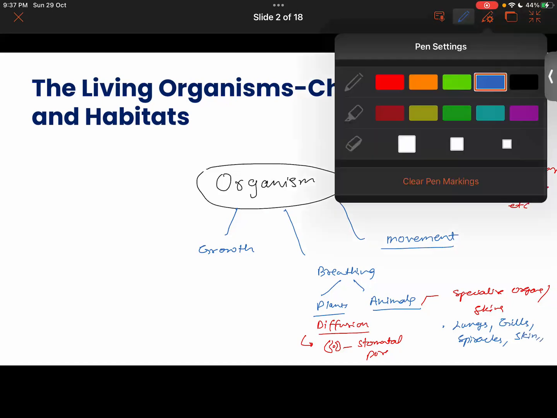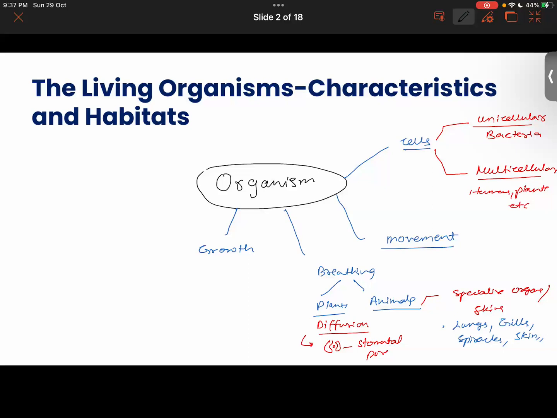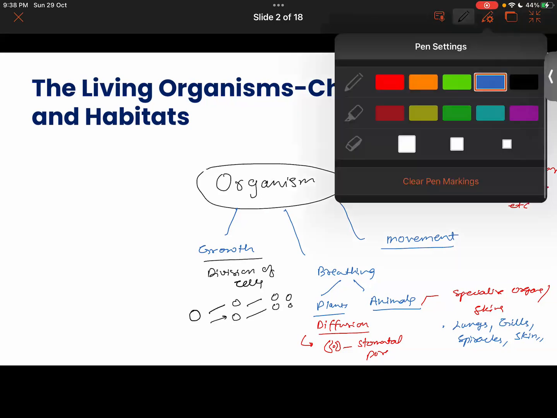Then growth is also shown by the living organisms. Growth actually happens in two ways. For whatever type of growth I'm going to talk about, it will involve division of cells, right? Division of cells. So from one cell, two cells will be formed, and then four cells will be formed. Getting it now? So division of cells will lead to growth, right?